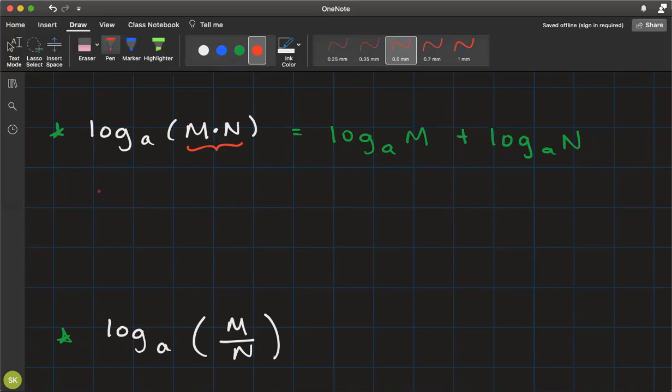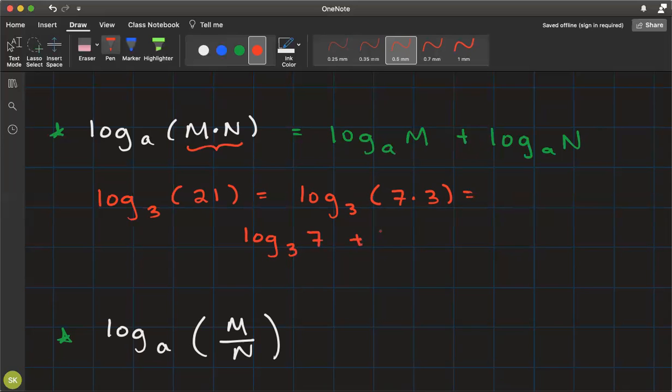Here's a quick example. Let's say we have log base 3 of, let's say, 21. Well, this is the same thing as log base 3 of 7 times 3, which is equal to log base 3 of 7 plus log base 3 of 3. You see how I took that multiplication and made it addition? I could even simplify this a little bit further because this log here is just equal to 1. So this would become log base 3 of 7 plus 1.